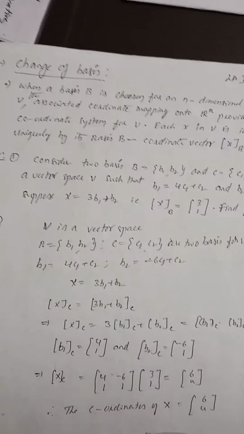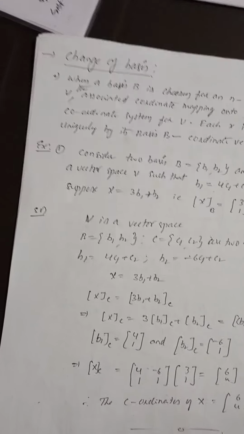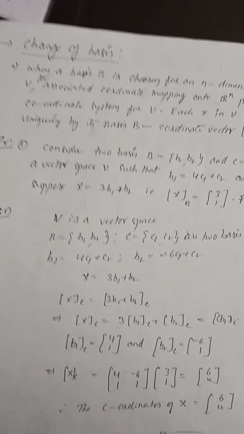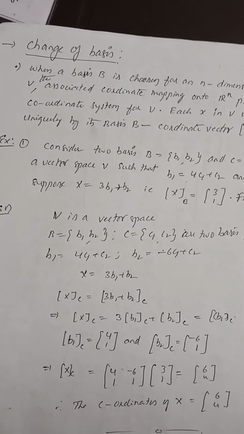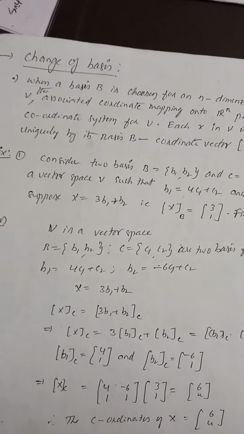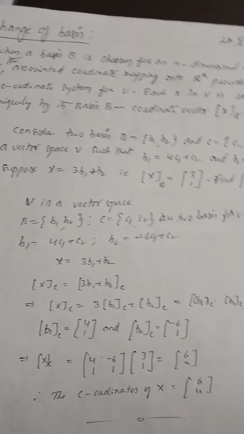Right. In Unit 2, after the second video on the characteristic equation, we have to discuss change of basis. Right, change of basis. That means two bases are given to you for a vector space, and we need to find the coordinates of a vector with respect to the other basis.